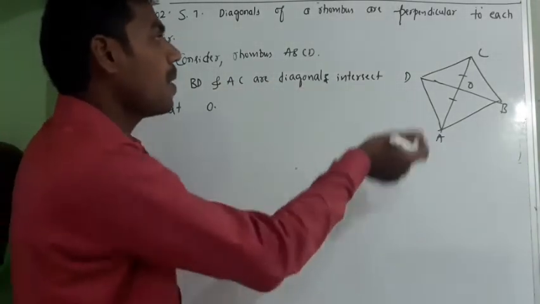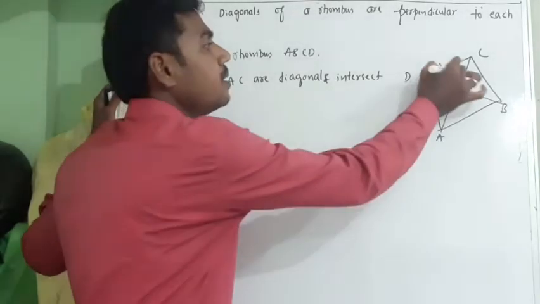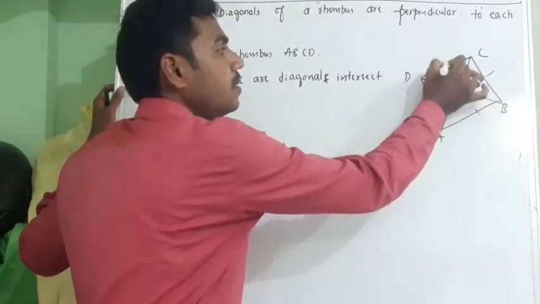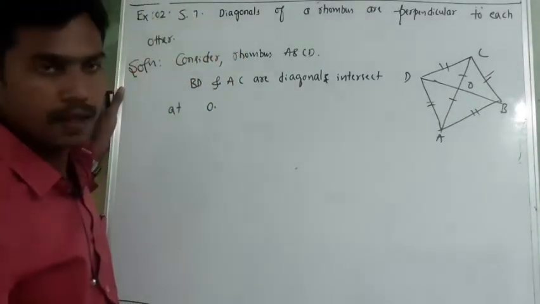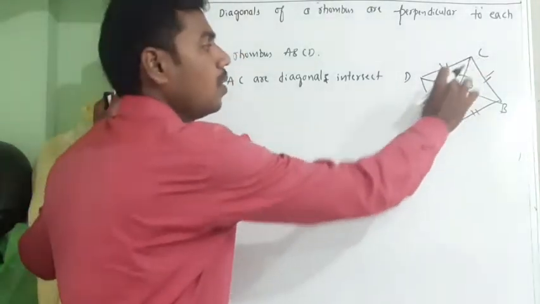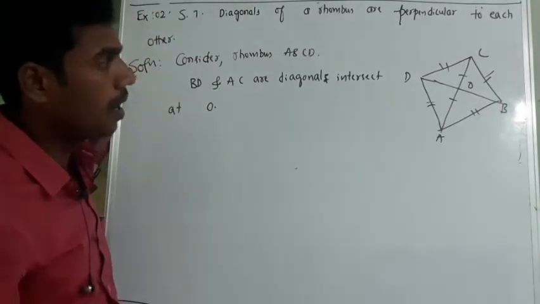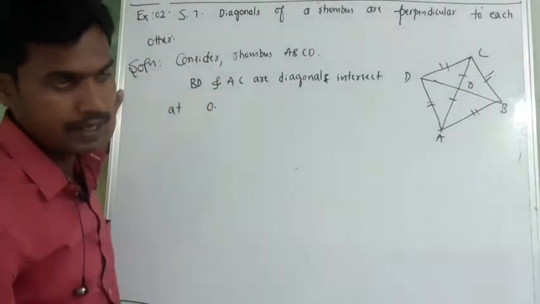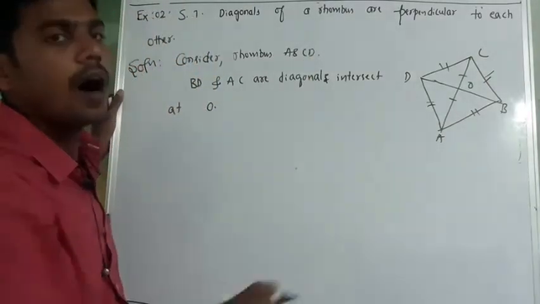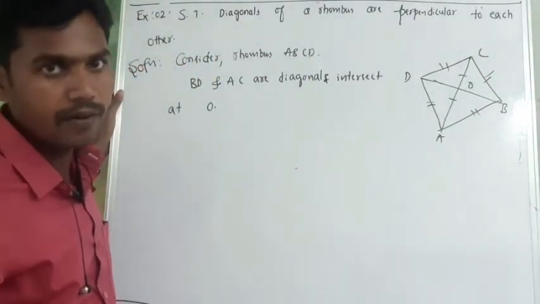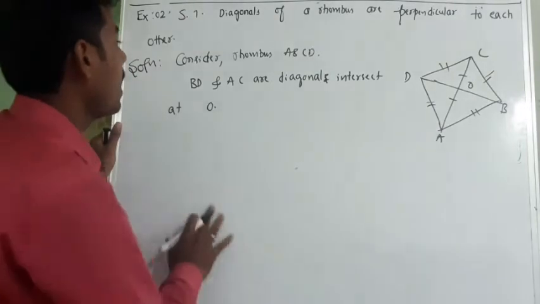One more property of a rhombus is that all the sides will be equal. So AD is equal to DC, and even CO is equal to OA. Why? CO is equal to OA because diagonals are going to bisect each other, and AD is equal to DC because all the sides of a rhombus will be equal. That is what I am going to make use of.